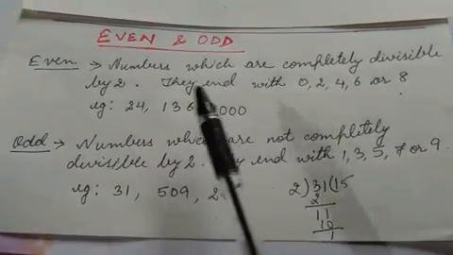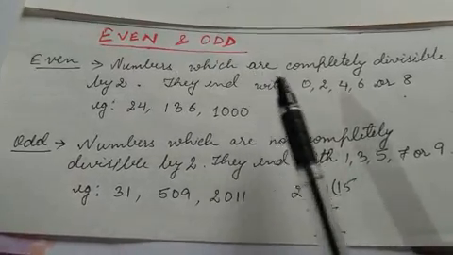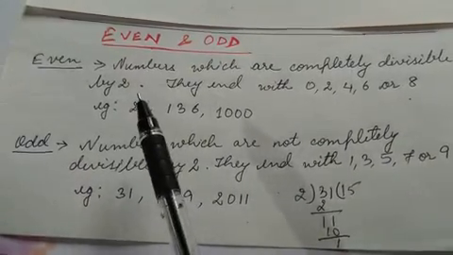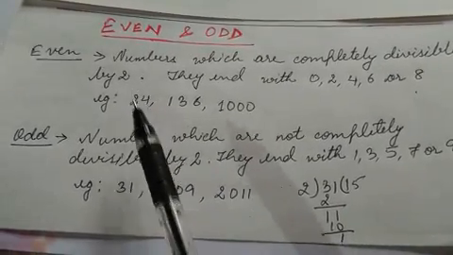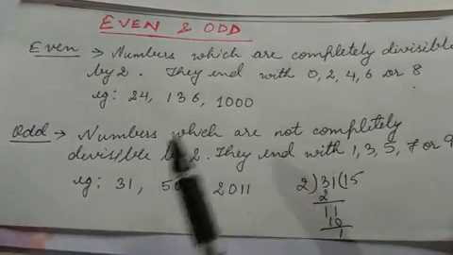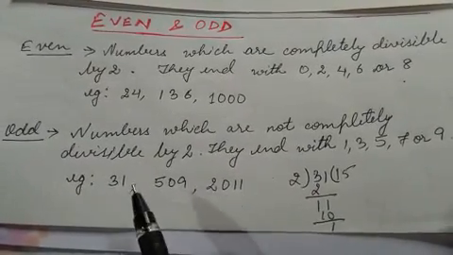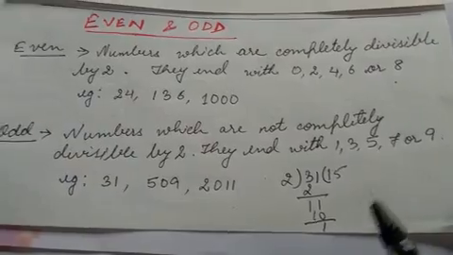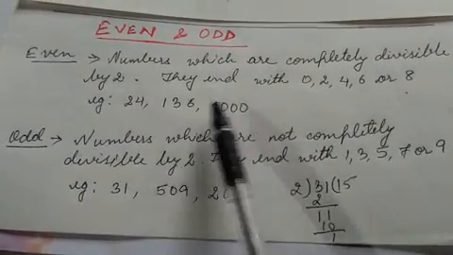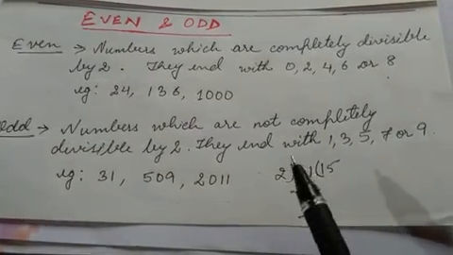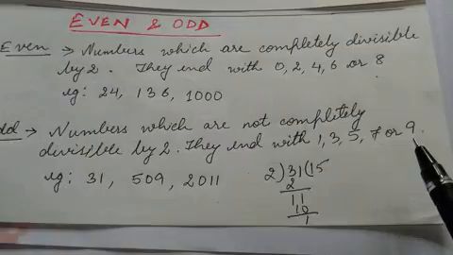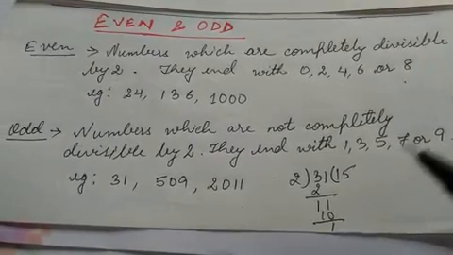That is why it is written that even numbers are completely divisible by 2. It means when we divide the even numbers by 2, there will be no remainder, while when we divide the odd numbers by 2, we will always get a remainder. Another easy part is that even numbers end with 0, 2, 4, 6 or 8, and odd numbers end with 1, 3, 5, 7 or 9. So these are even and odd numbers.